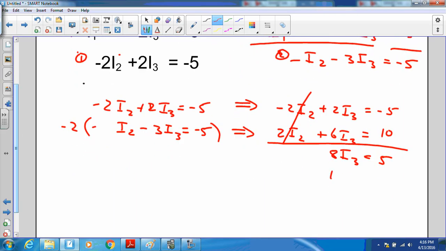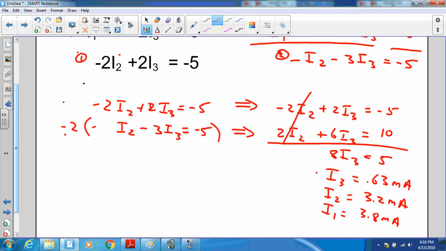I3 is equal to 0.63. In this case, it was milliamps because my original resistances were given in kiloohms and the original voltage is given in volts. And having found this, I can now substitute the I3 back into either equation 1 or 2. And we did that in class and found that I2 is equal to 3.2 milliamps. And very quickly thereafter found that I1 was equal to 3.8 milliamps. And all of this is simply a review of what we did in class. So I trust that you're good with it.